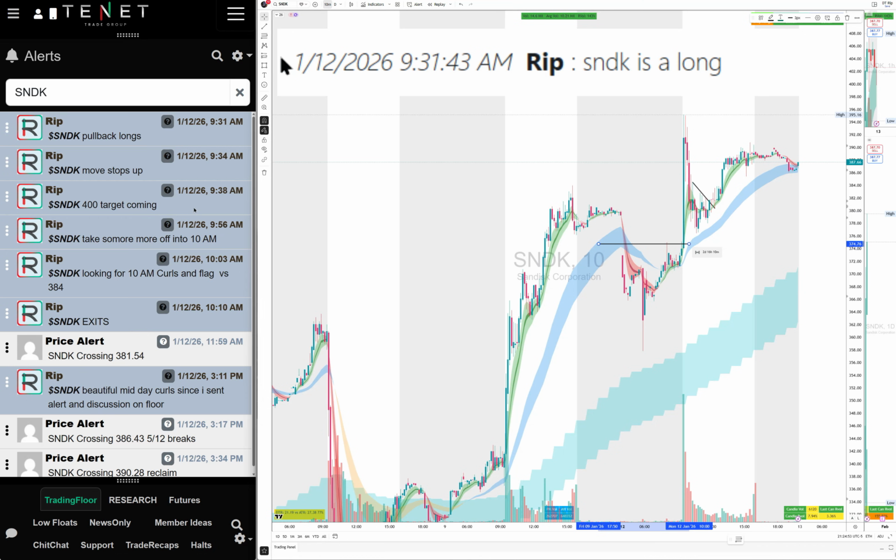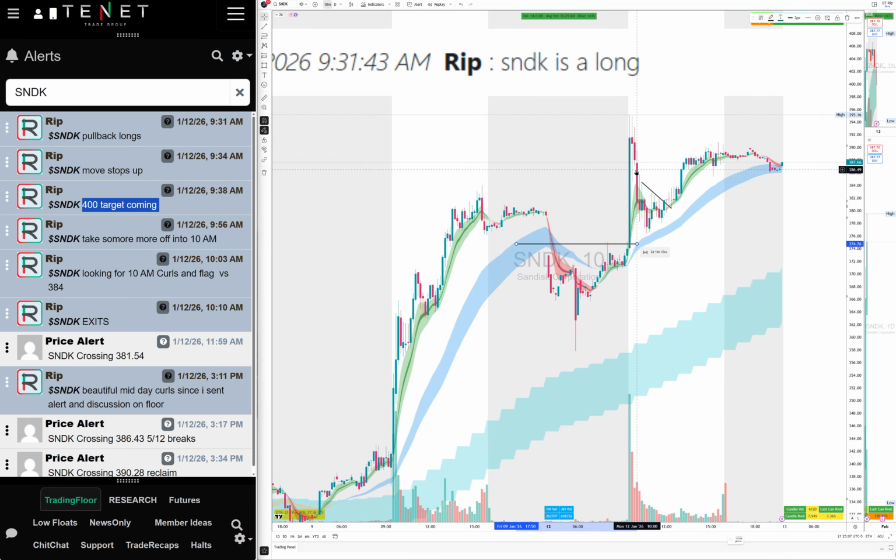The target was 400, and in the next 20 minutes it hit 394. So when it does that, you move your stops to break even, you move your stops higher, you sell some closer to that 400. Sadly, SNDK pulled back. We gave back a lot of the profit, and we were out of that trade.